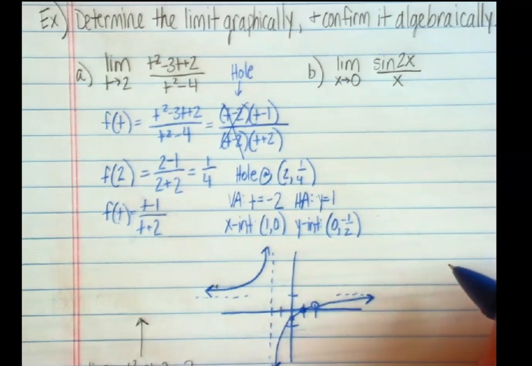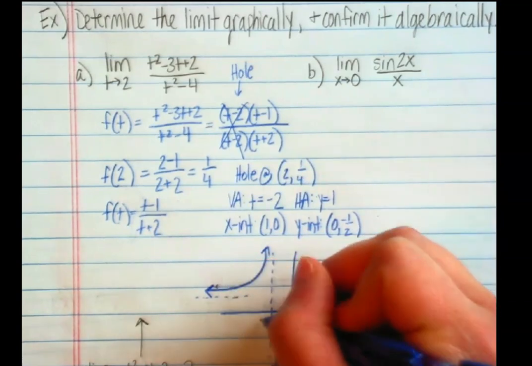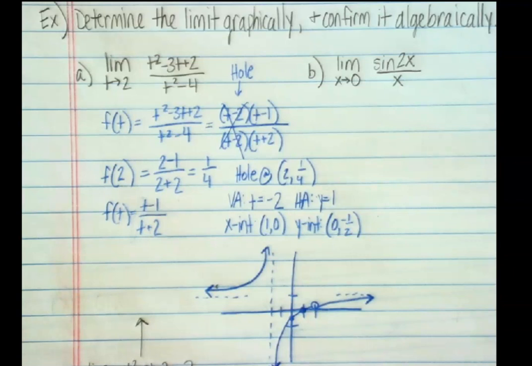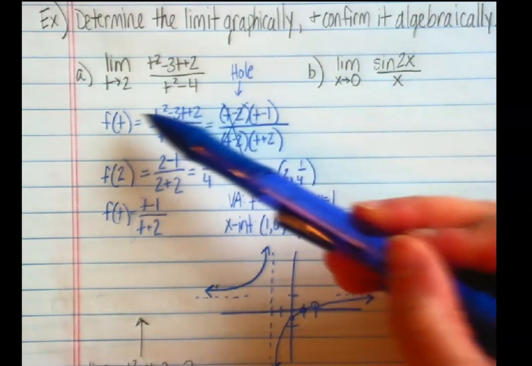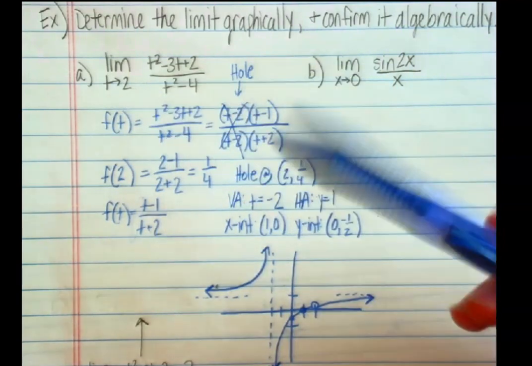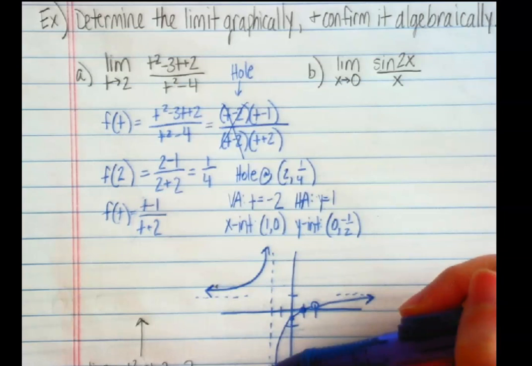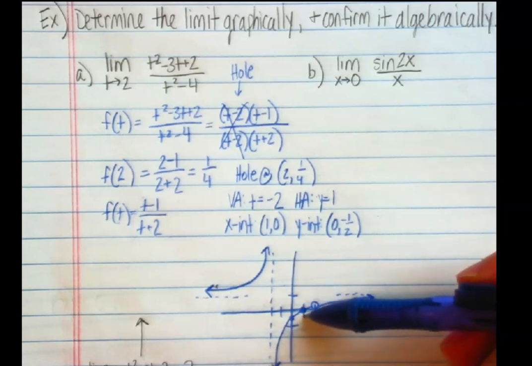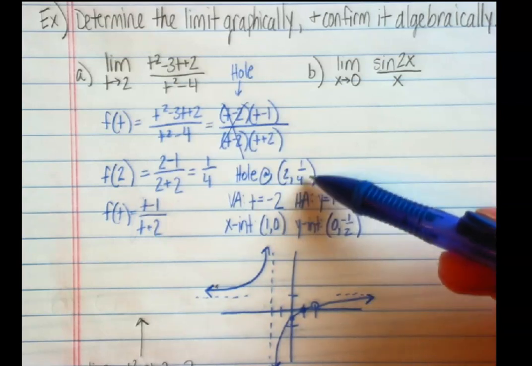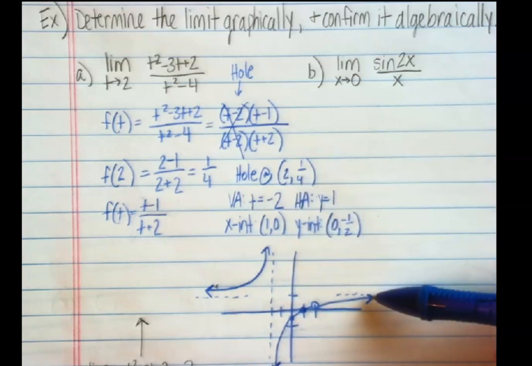But if you weren't sure, you could always plug in some of these x values and see what y value you get. Right, so this is my graph. It says to find the limit as t approaches 2. As t is approaching 2, that's right here, that's my hole. As I'm approaching 2 from the left, I can see that it's approaching the y value of that hole, which is 1/4. And same thing from the right side.